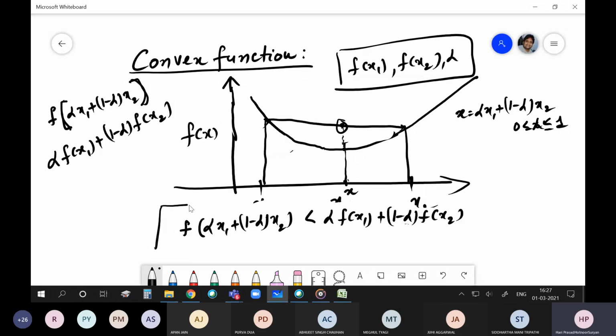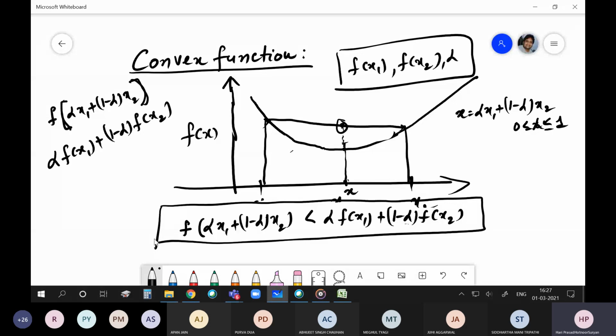Okay, so a function is said to be strictly convex if the function value is less than the value of the corresponding point on the straight line joining these 2 points. So that is called a strictly convex function. If I replace this by less than or equal to, then we say simply convex.